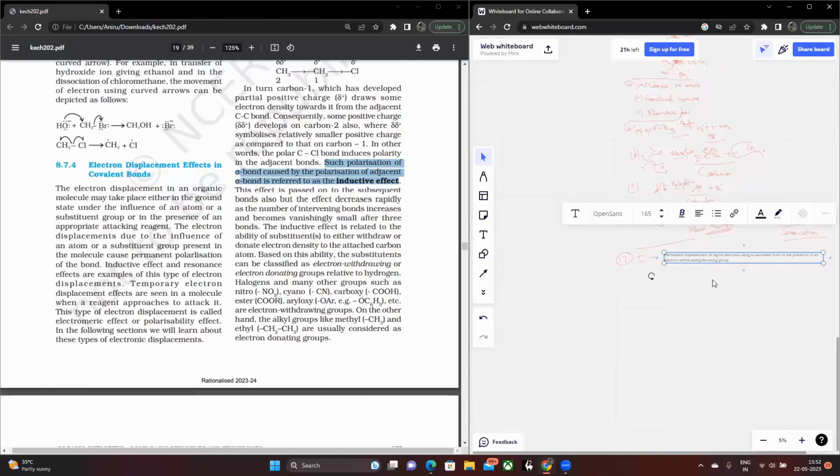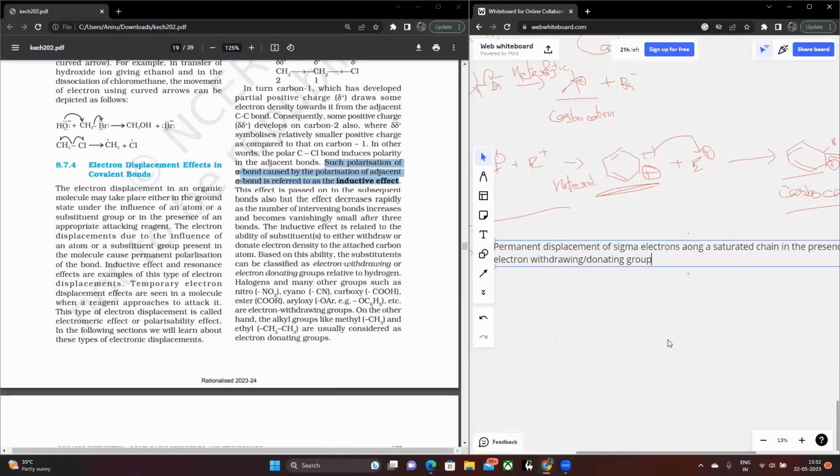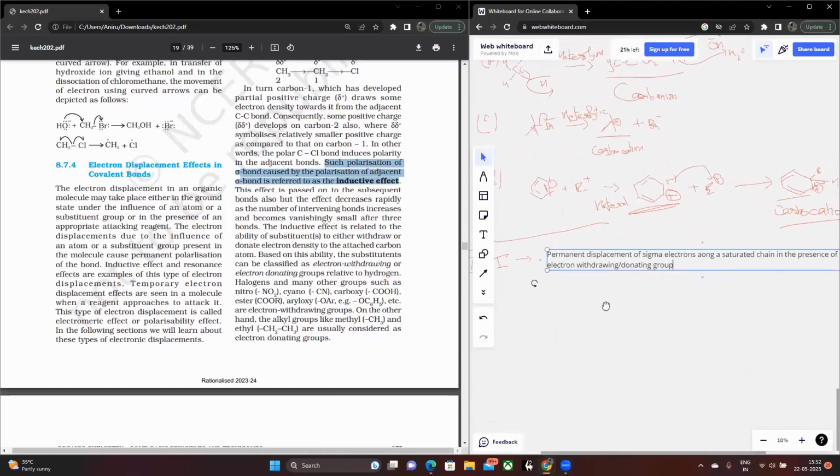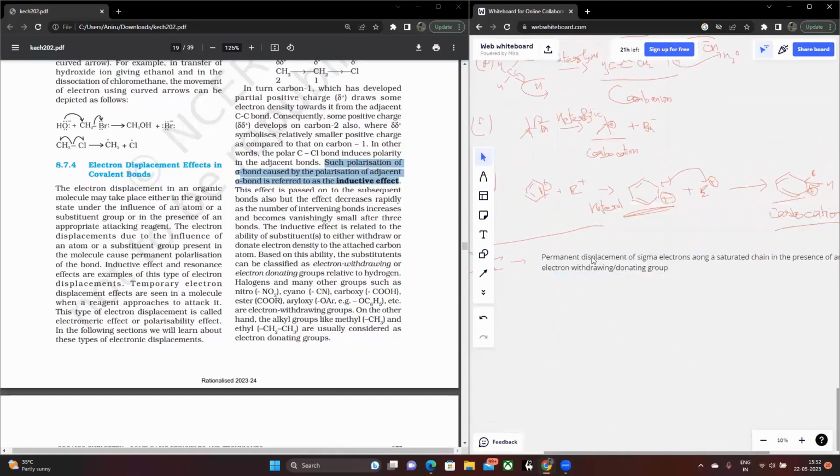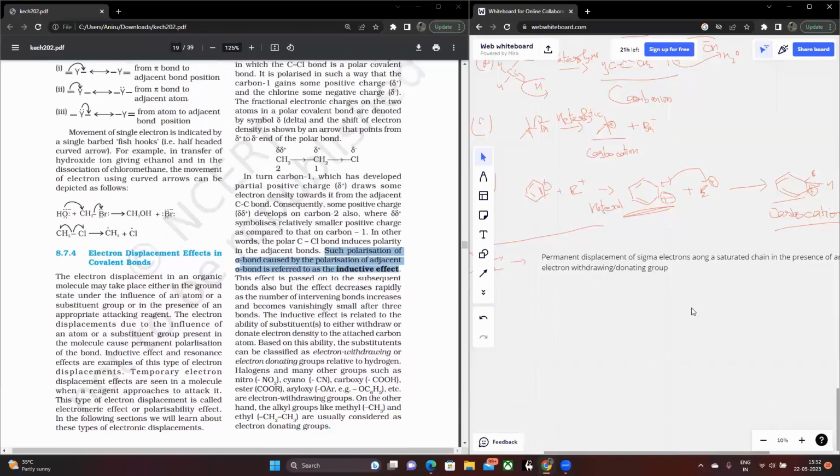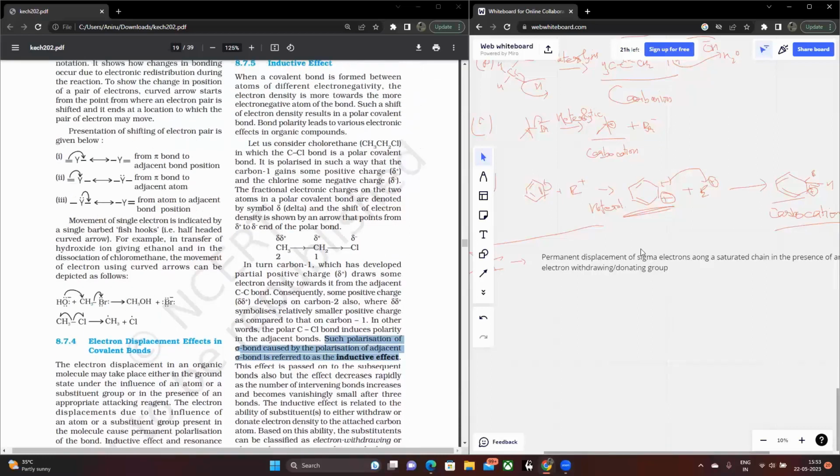So this can be an explanation of what the I effect basically is. I'm not saying in which direction this permanent displacement occurs. If this permanent displacement occurs in the direction of the substituent, then it's a plus I effect. Otherwise, if it occurs in the direction opposite to the substituent, then it's a minus I effect.